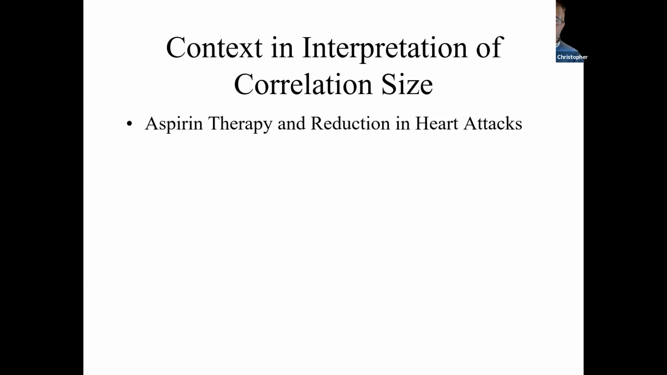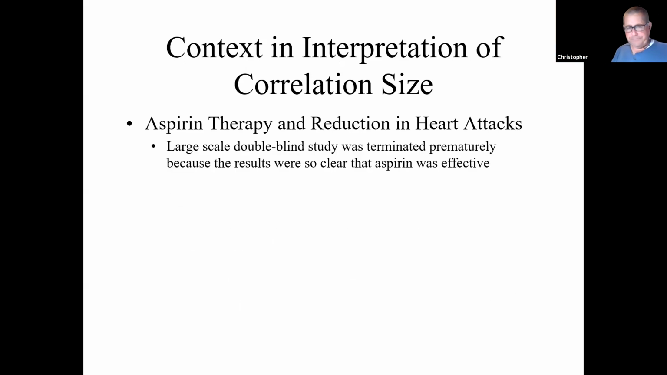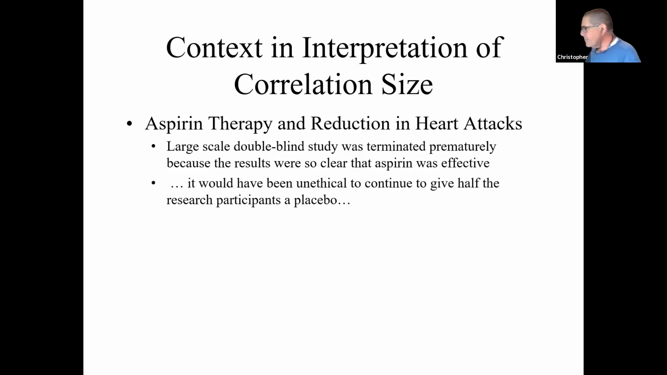So here's an example of context. In the United Kingdom years back, there was a large-scale study of aspirin therapy and reduction in heart attacks. It was a double-blind study, which meant that people didn't know what pills they were taking, and the people giving the pills to them didn't know either. This study had to be terminated prematurely because it was so clear that aspirin was an effective treatment for heart attacks. You have older people, many of them do take an aspirin every day. The results were so striking that it would have been unethical to continue to give half of the participants the placebo or the fake drug.